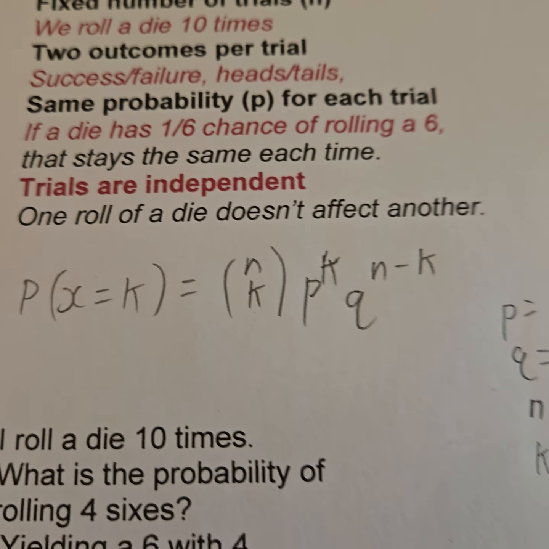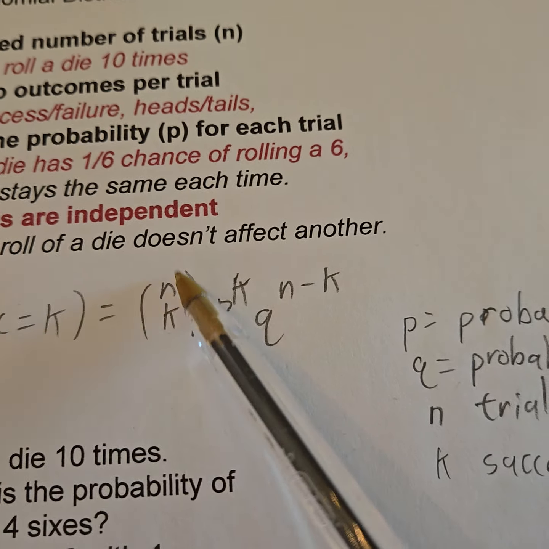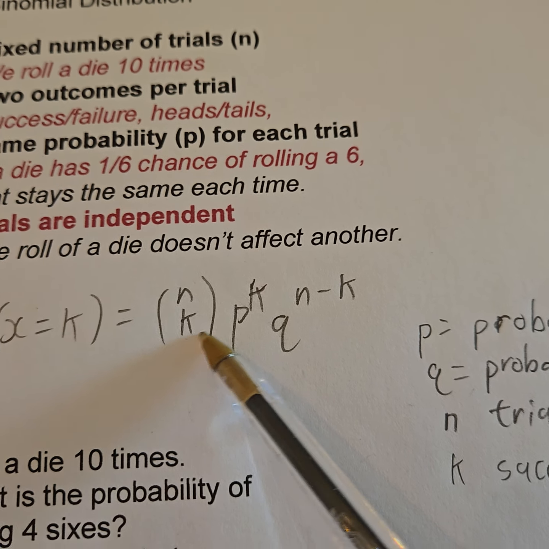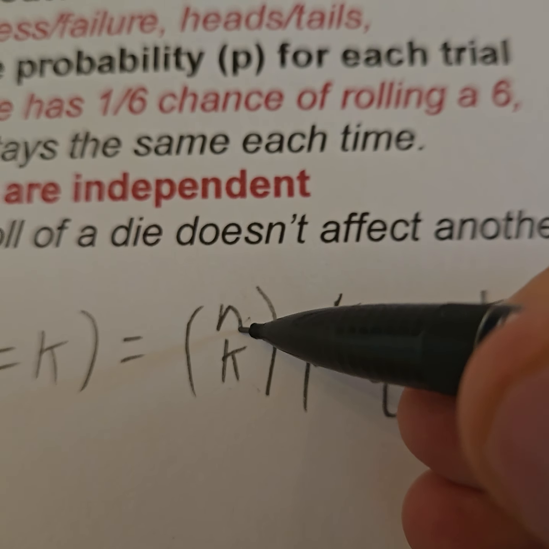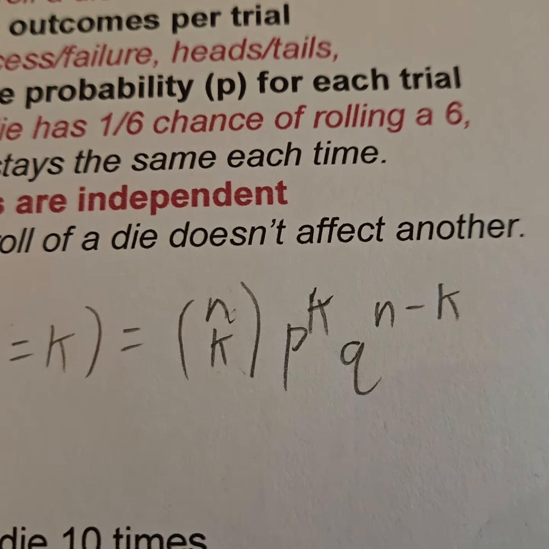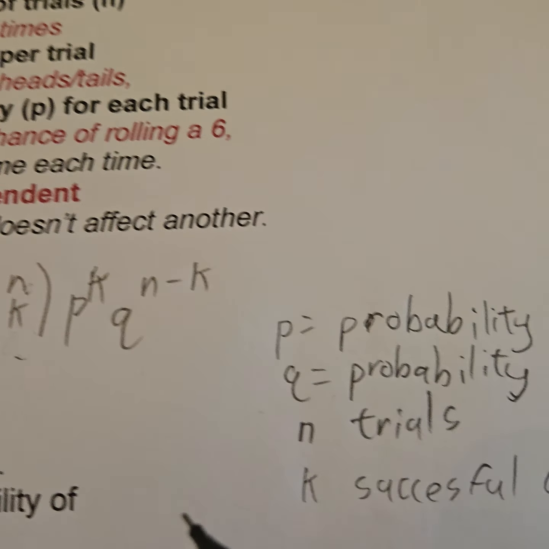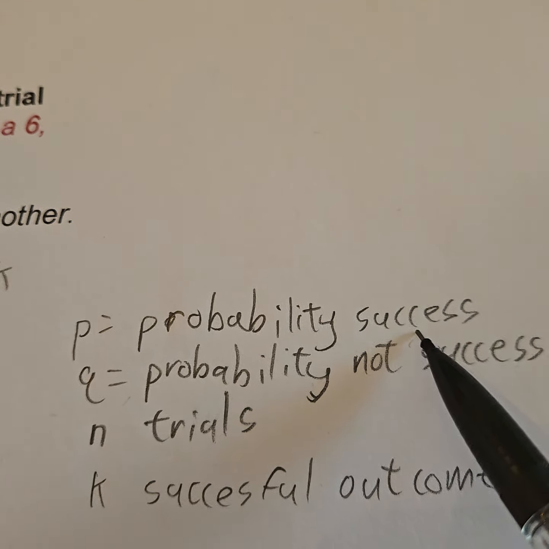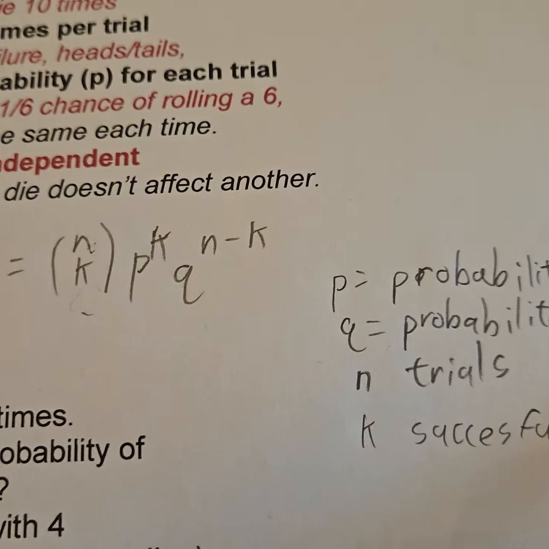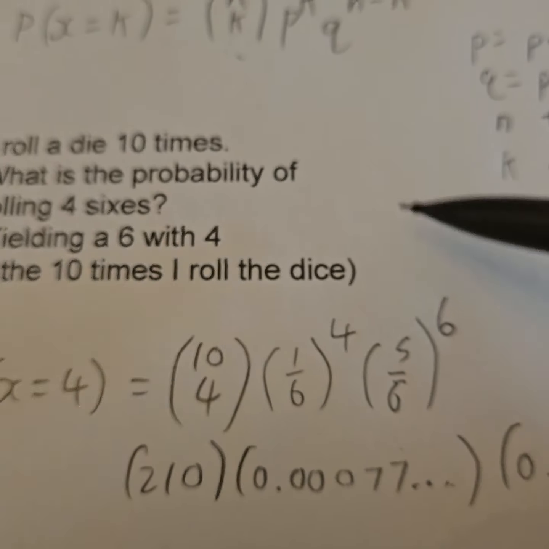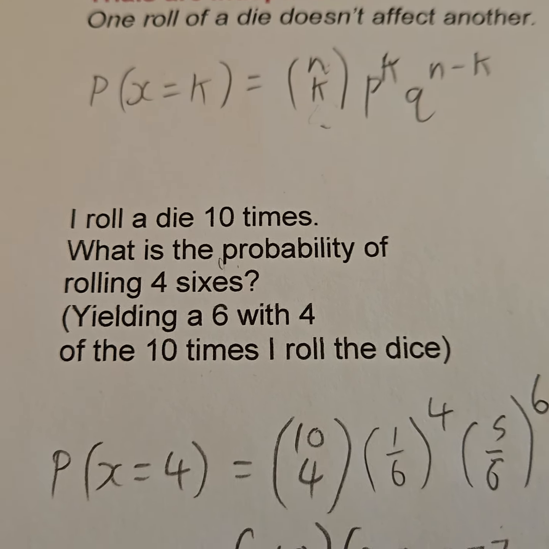This is a general formula which we use, and you'll see n choose k. N is the total number of trials or the number of times that we're actually doing it. Let's say I'm going to flip this coin 7 times, then n is 7. K is the number of successes we want to calculate. And P is the probability of a success, and Q is the probability of not a success. And I'm going to put this formula now using this example, and then it will be easier to understand.